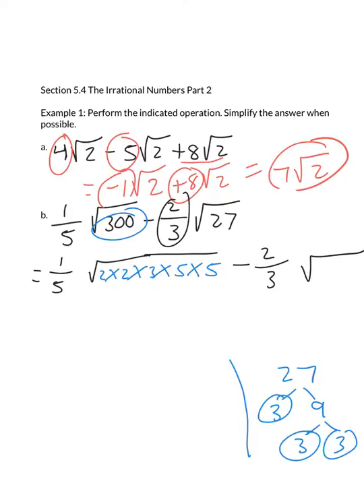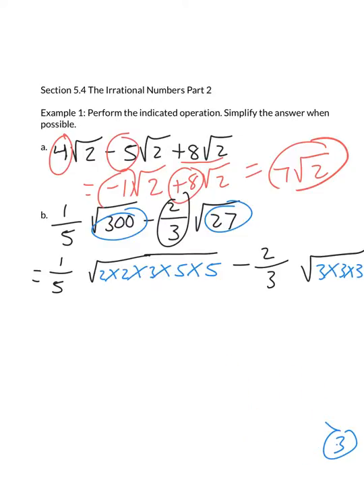And now let's rewrite 27 using the circled prime numbers from its factor tree. We have 3 3s, so that's 3 times 3 times 3. And I'm done with that factor tree, so I'm going to erase it as well. For every circled matching pair, kick out one of that number.